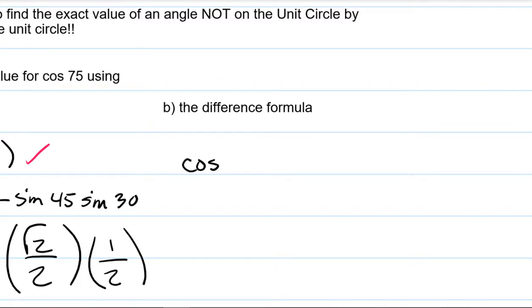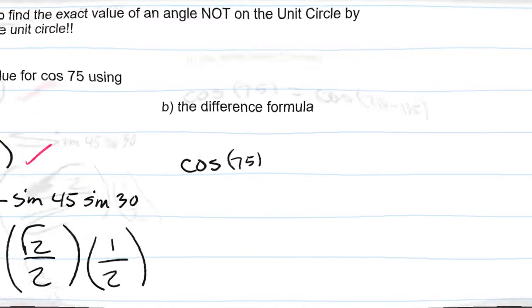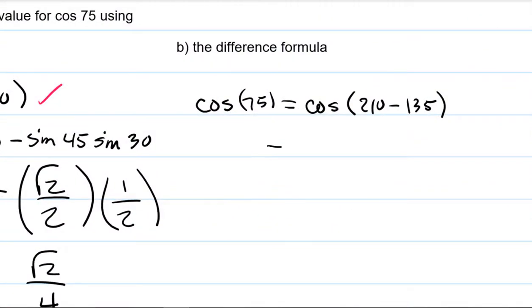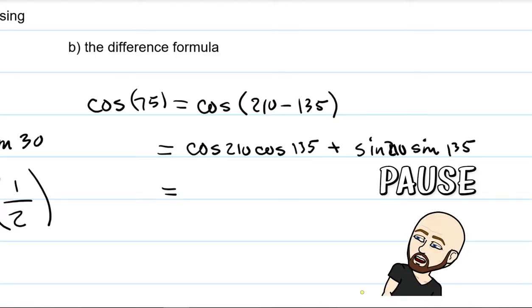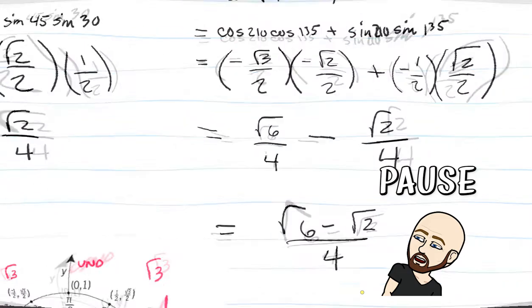But for here, we'll do the cosine of 75. So what we're going to do is write down the formula: cos 210, cos 135. And then remember, the middle one is plus. So it's going to be cos cos, sine sine again, but we have a plus in the middle: sine 210, sine 135. Then we just plug everything in from the unit circle. So go ahead and hit pause, then come back and let's see how you did on this one.